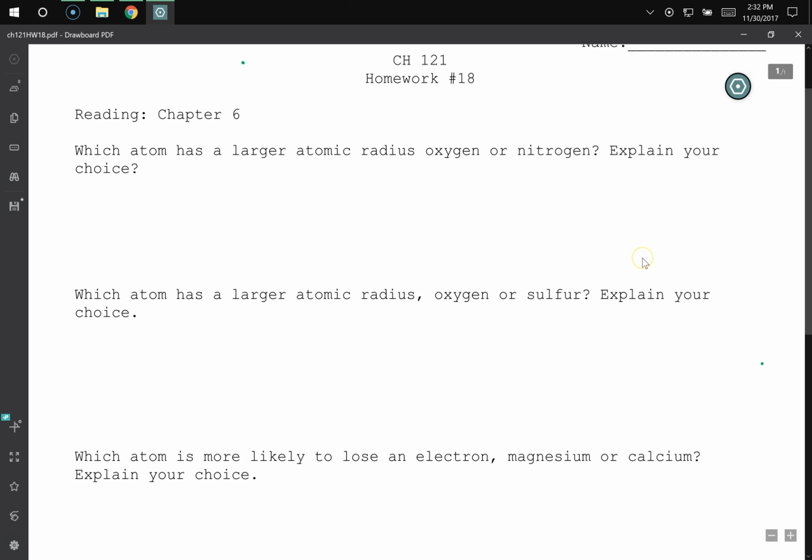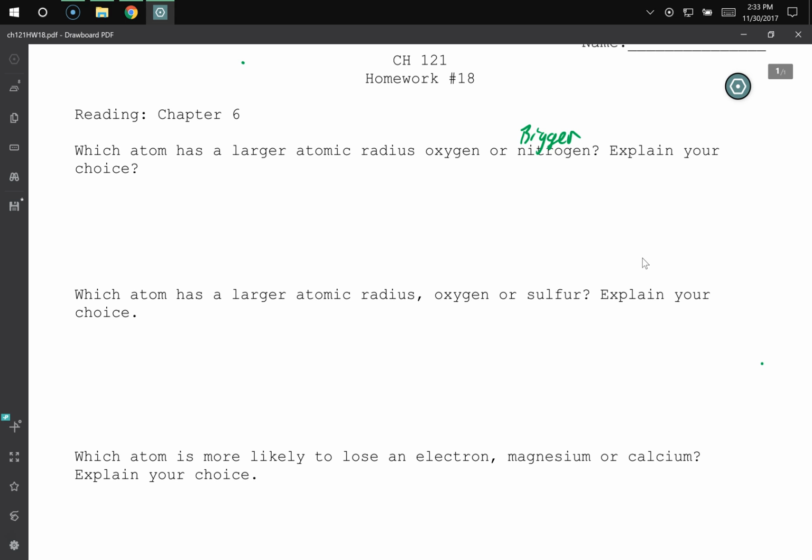Alrighty, how do you want to answer this first question here? Oxygen, nitrogen. Okay, so first off, nitrogen is bigger. All right, so there's two reasons why the nitrogen is bigger. How about answering why the oxygen is smaller?